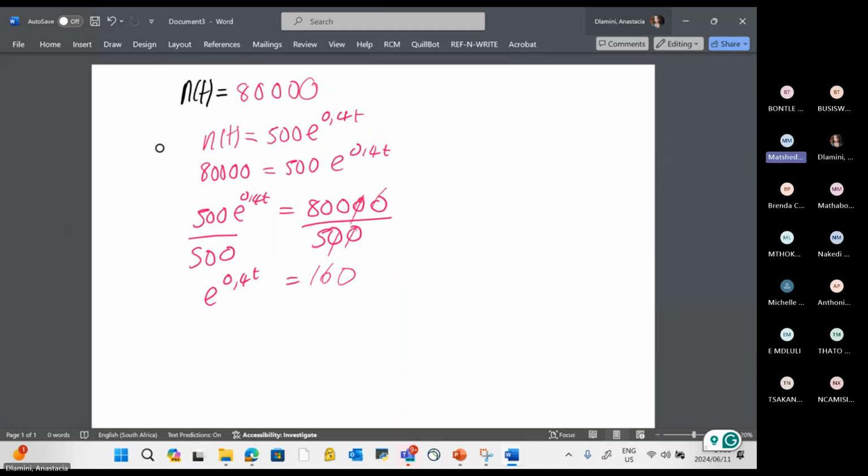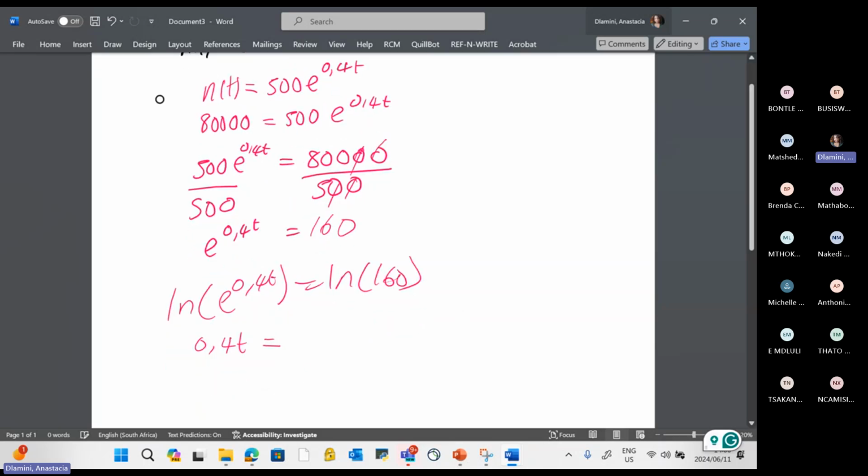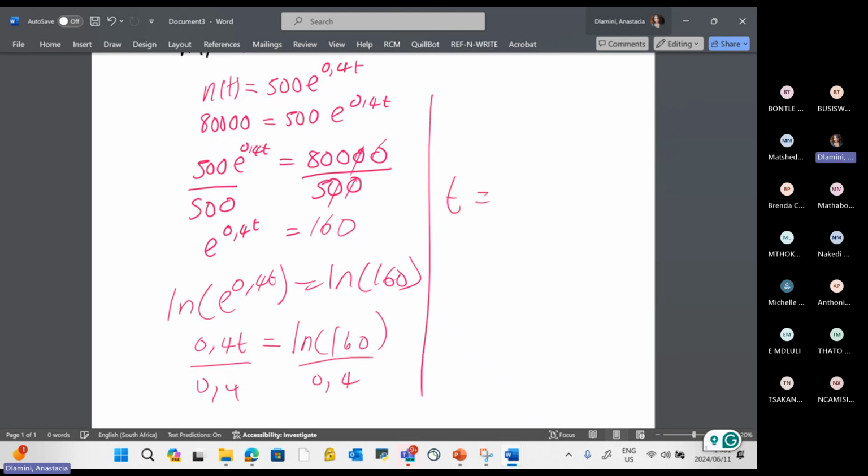Take the natural log. Since there's an e, we introduce ln on both sides. ln of e to the power of 0.4 t is equal to ln of 160. So 0.4 t is equal to ln of 160. Divide by 0.4 on both sides. Then t is equal to ln of 160 divided by 0.4. In the exam, I will leave it there.